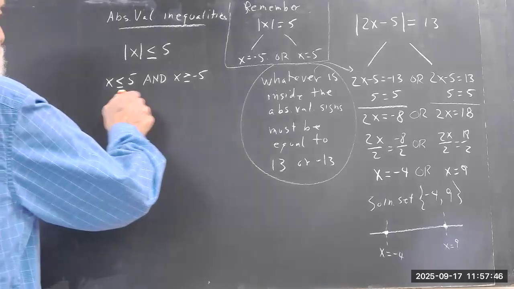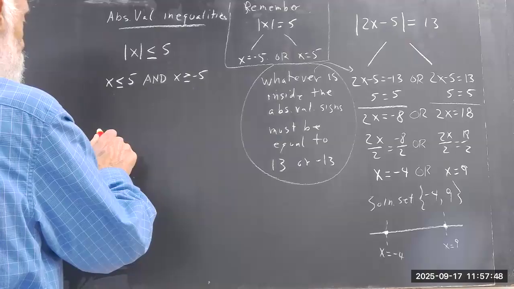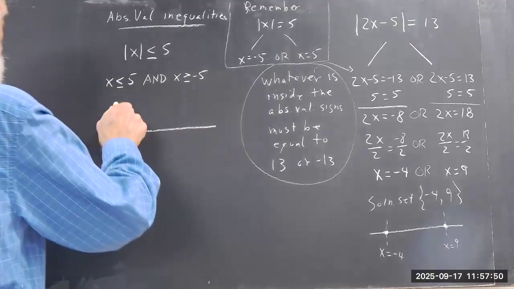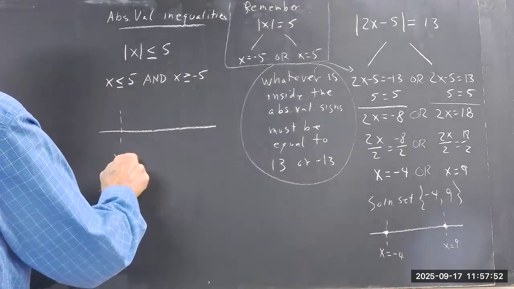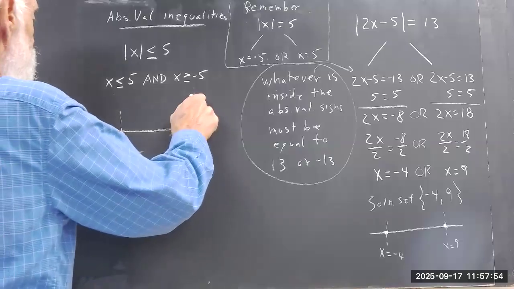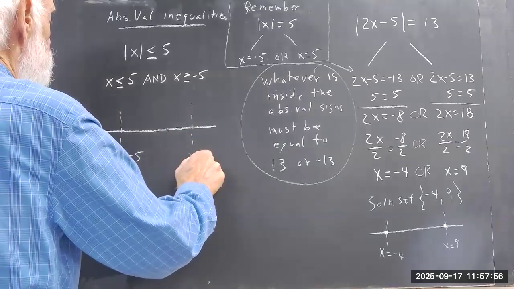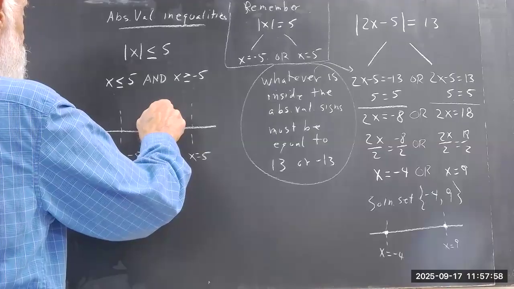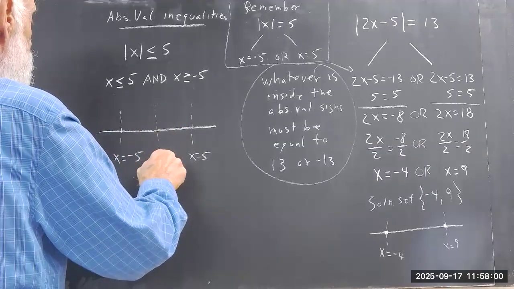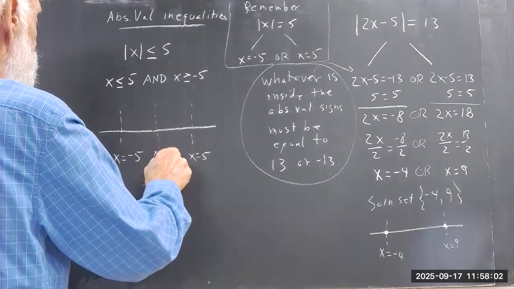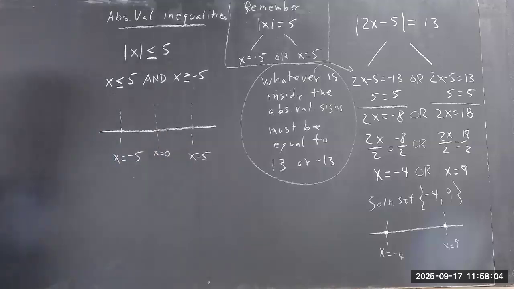Another way to do this is complete agreement with this, and we're going to see how it moves. Okay. Here's where x equals negative 5. Here's where x equals 5. And you notice that x equals 0 is right in the middle. We don't really need that, but there's something important about that, so I'm going to write it there. Okay?